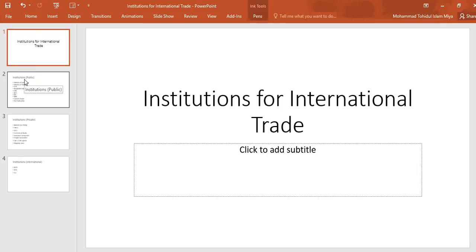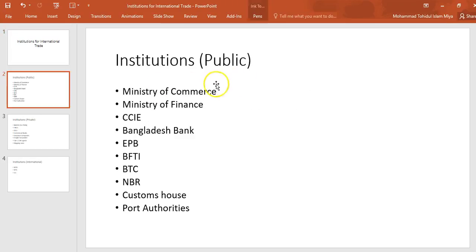First of all, I would like to discuss some institutions which we can call public institutions, or they are associated with the government. The first institution that is important to us is the Ministry of Commerce. The second institution is the Ministry of Finance. The Ministry of Commerce is important because they set the rules and procedures, and they also set the framework for what we can import and export from Bangladesh and what we can't.